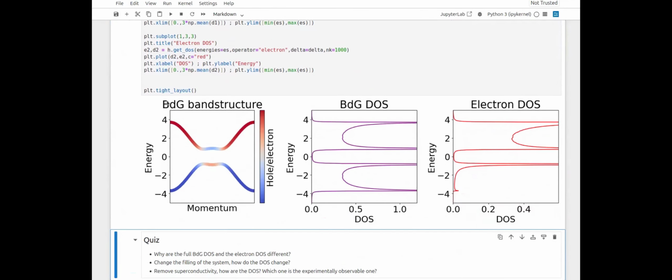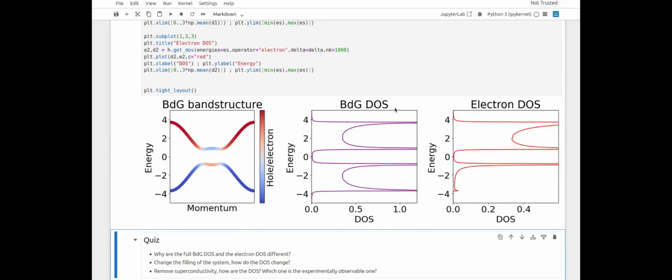And see what we get. So this is the Bogoliubov-de Gennes band structure. We have an original band structure that has an anti-crossing due to the superconductivity. The total density of states is the density of states of this full band structure. So you get non-zero values both in the red bands and non-zero values in the blue bands.